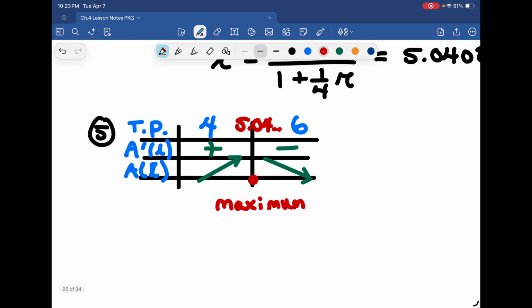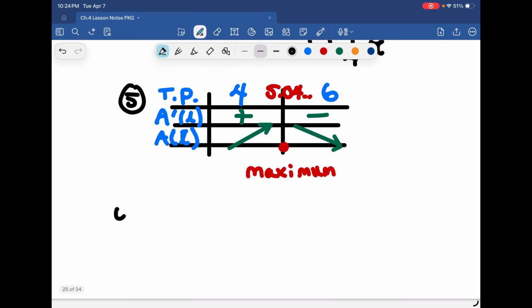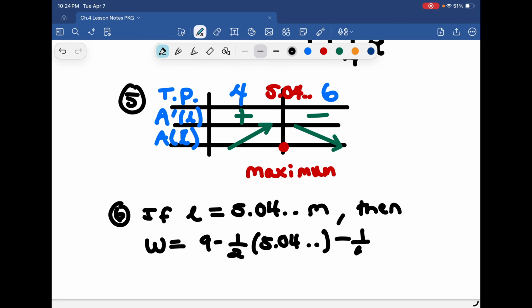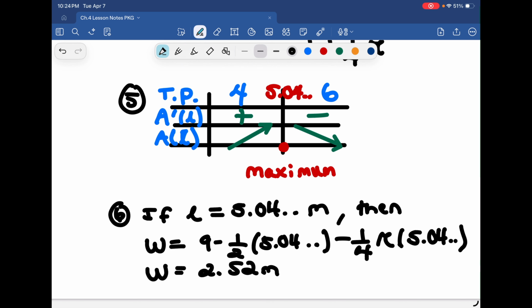So right at the very bottom here, I'm going to solve for this and go in step number 6. If the length is equal to 5.04... and this is meters, then the width was equal to, based on our definition above, 9 minus 1/2 times the length, which is 5.04... So I'm going to take that stored value and then minus the 1/4, and this is going to be pi times the length, which is 5.04... So we get a W equal to roughly about 2.52, and this is in meters.